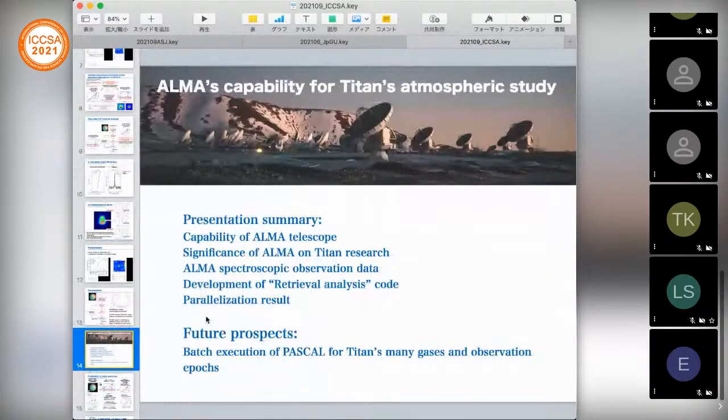Okay, then this is a summary of my presentation, and the future prospect is here, and we have to batch execute PASCAL for Titan's many kinds of gases and so many observation data for many observation epochs automatically. Okay, then thank you. This is just 15 minutes.